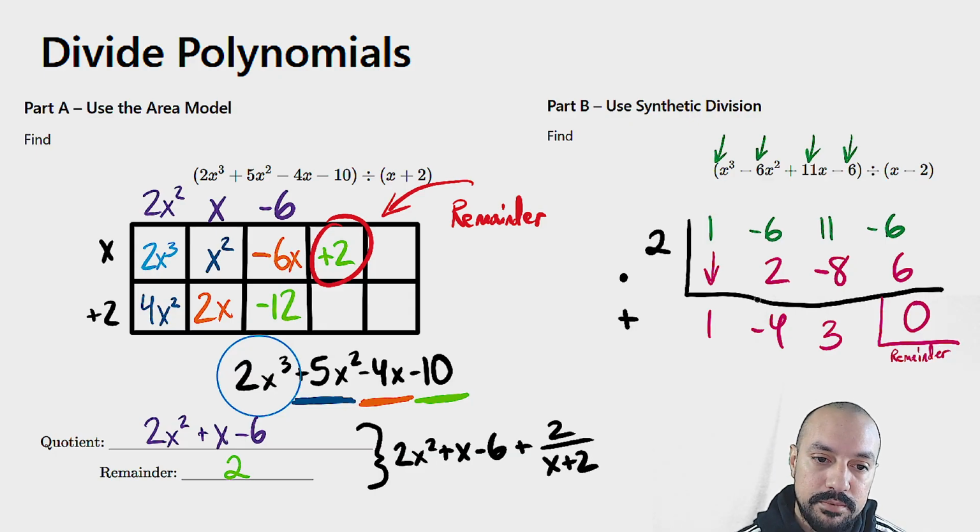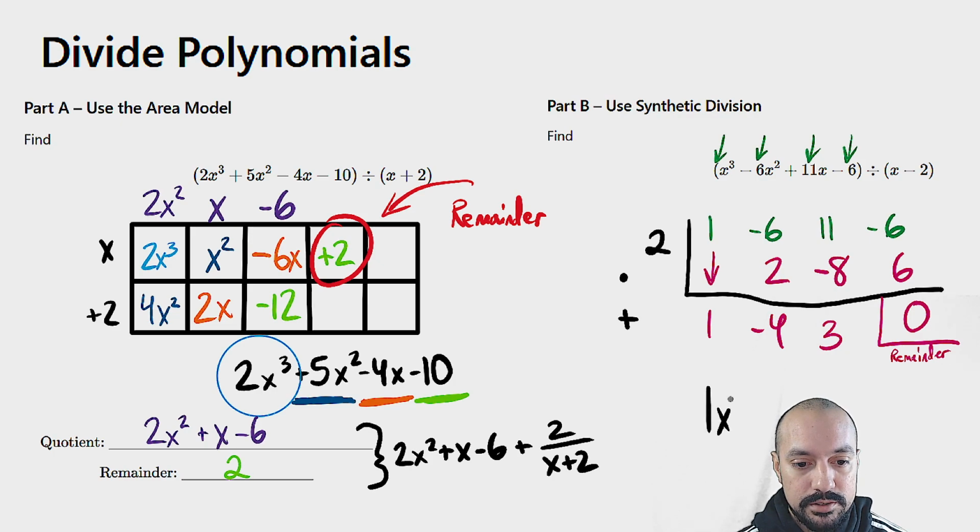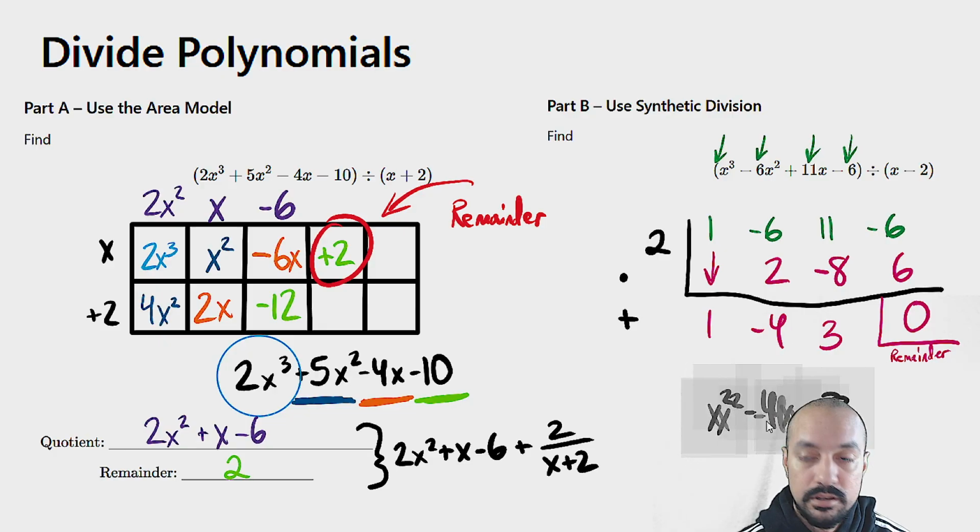The variables are going to be 1 degree less than our dividend. So if we started off with a cubic, or in other words, x to the third, we're now going to have squared. So 1x squared minus 4x plus 3. I don't have to show the 1. I can make the 1 invisible. Let me move that up so you can actually see it.